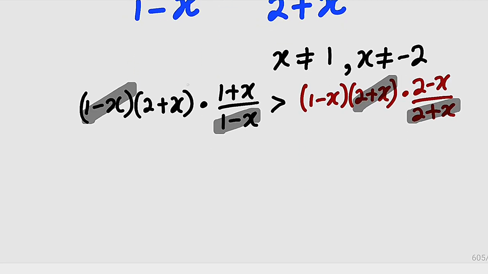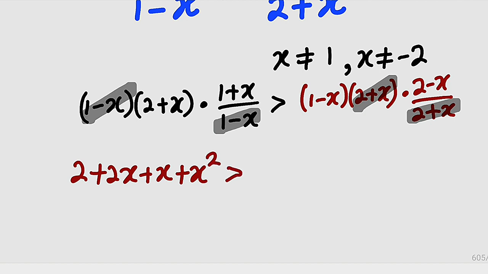So on the left hand side, we have a product of these two factors. We take 2, we multiply by 1, we have 2. 2 multiplied by x, we have 2x. Then the second term, x times 1 is x. Then x times x is x squared. This is greater than. The other side, we take 1, we multiply by 2, we have 2. 1 times negative x is negative x. Then the second term, negative x times 2 is negative 2x. Then negative x times negative x will give us positive x squared.